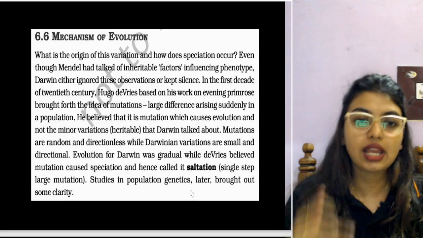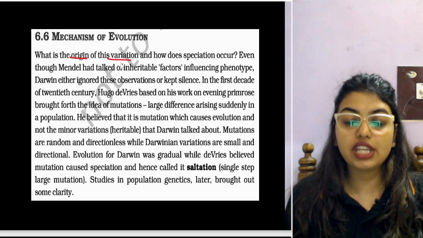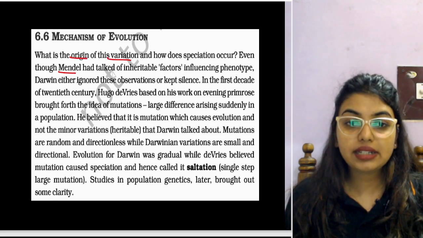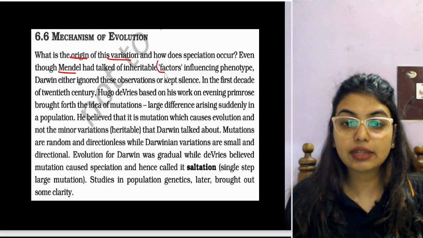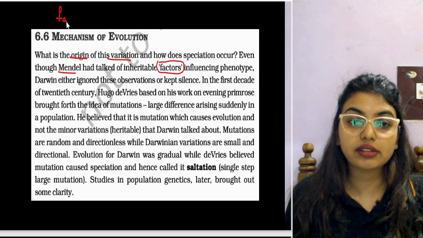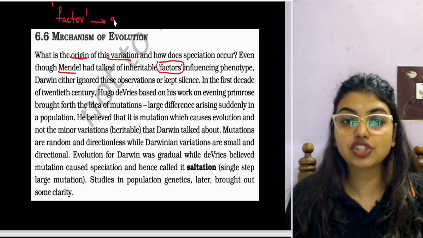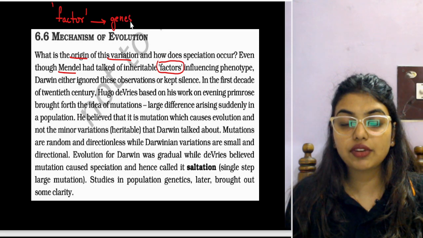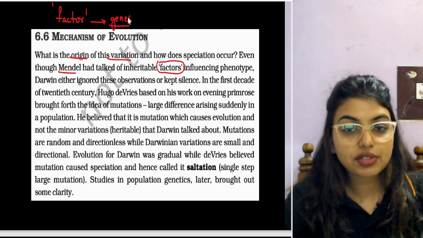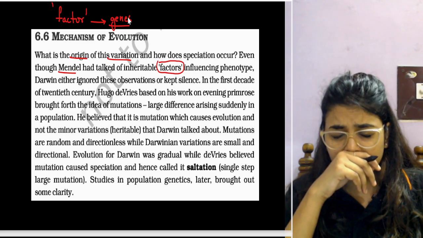Okay, storytelling. Now, the mechanism of evolution. What is the origin of variation? How does speciation occur? Even though Mendel had talked of inheritable factors, remember in principles of inheritance you would have learned the word factors. Factors is actually a terminology which was given for genes. Now, Darwin neither ignored these observations nor kept silent.